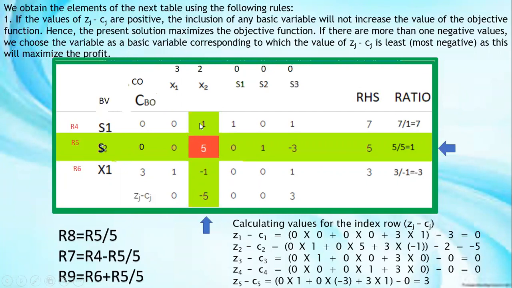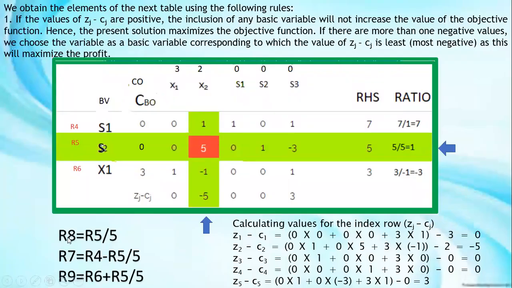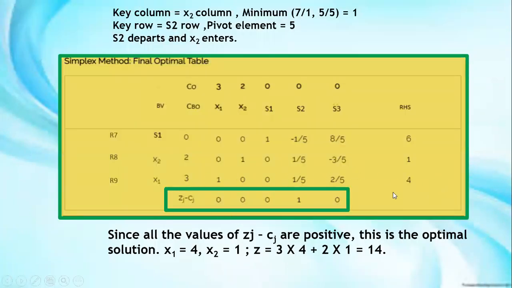R4 is 1 minus R5 by 5 is 1. So it will become 0. You calculate like that. R7 will be 1 minus 0 is 1. So 0 minus 1 by 5 will be minus 1 by 5 and 8 by 5. Like that calculate the row. So for R9 will be R6 plus R5 by 5. So you will get these values.